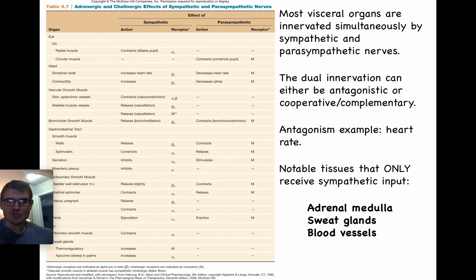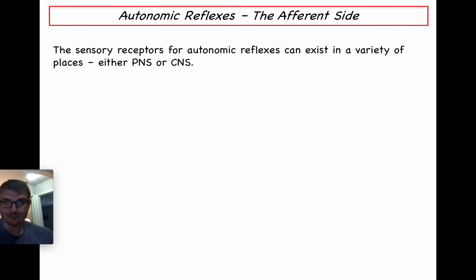So notable tissues that only get sympathetic input are the adrenal medulla, like we talked about. You'll notice down here, sweat glands only get sympathetic input. And then blood vessels, which you can see up here. So vascular smooth muscle, only adrenergic, only sympathetic input. Most autonomic effectors will be dual innervated, but these three that you see right here do not get any parasympathetic input. So those are kind of worth remembering.